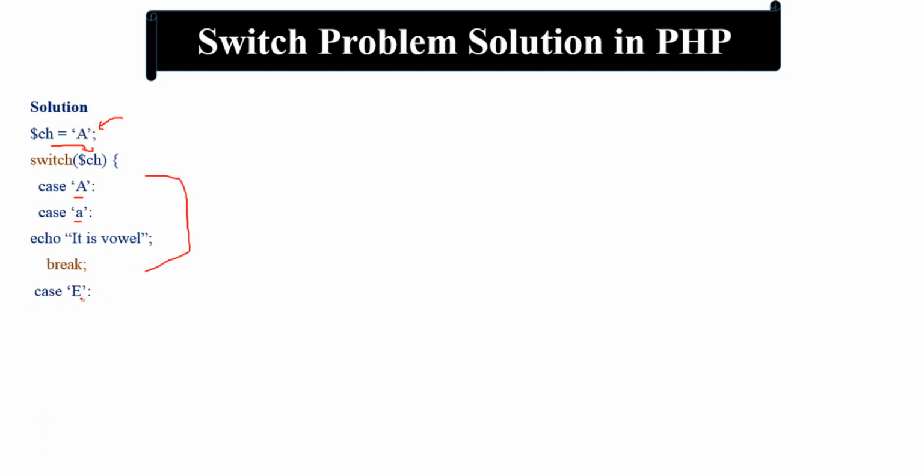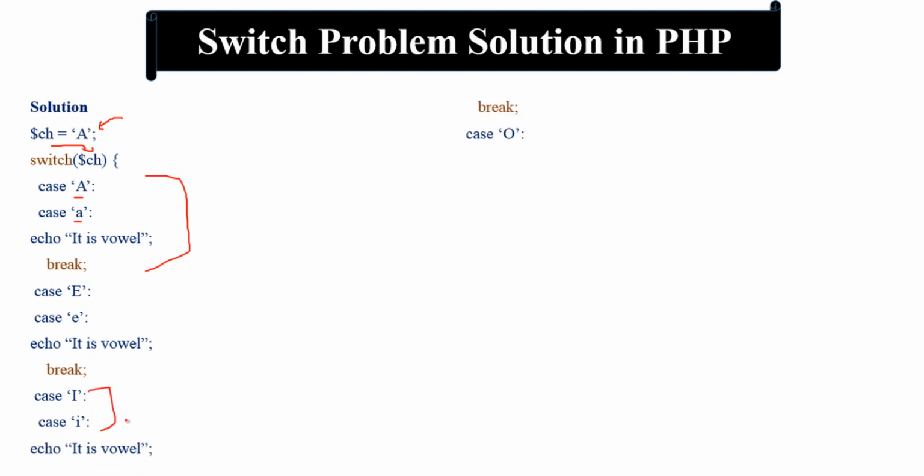Another case, if ch value is E in capital, and also you can create another case for E in lowercase, then this message will be displayed. Put a break statement. Case I means if ch value is I, then you display it is a vowel in both cases, lower and uppercase, and put a break statement. Then another case, if ch value is O uppercase and also lowercase, this message should be displayed, and put a break statement. For U, lower and uppercase both, it is a vowel, break statement.